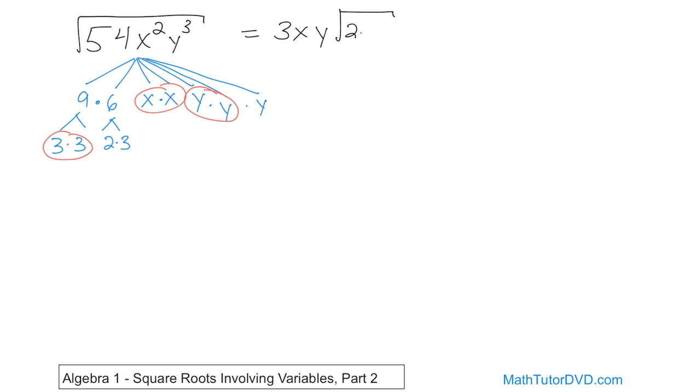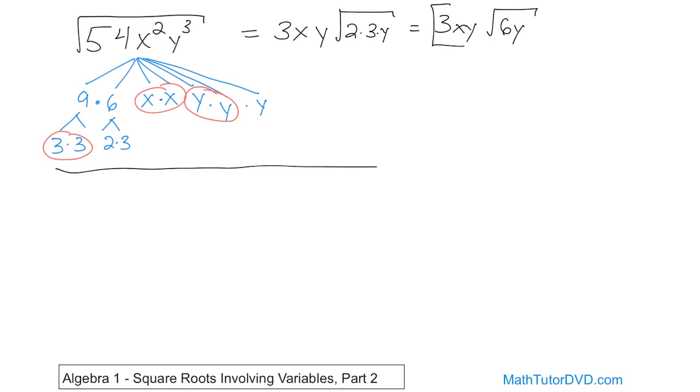So the 2 times 3 times y is going to stay under there. And so you're going to have 3xy times the square root of 6y. That's what's left. That's going to be the final answer. So you follow it formulaically. You're doing the same thing over and over again.